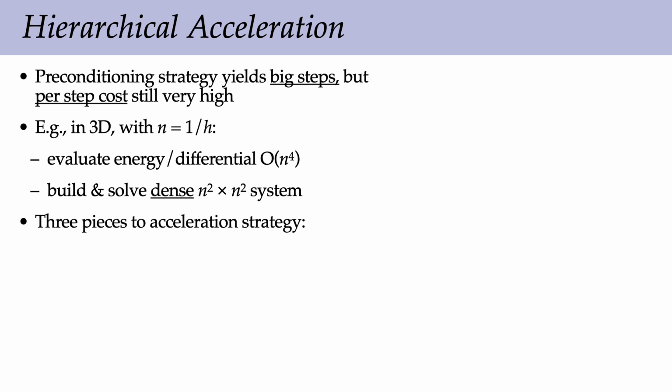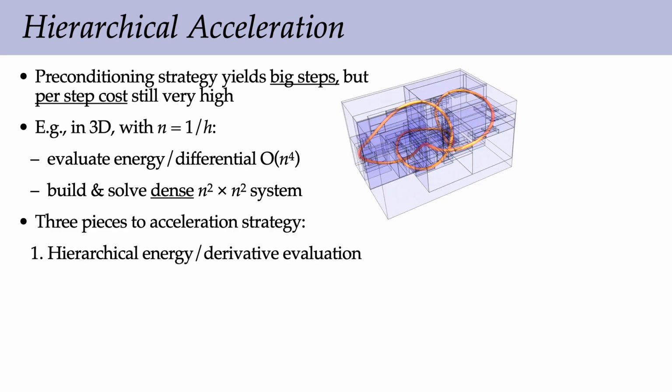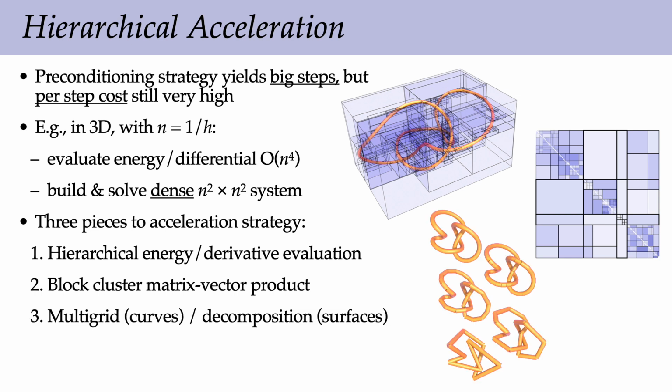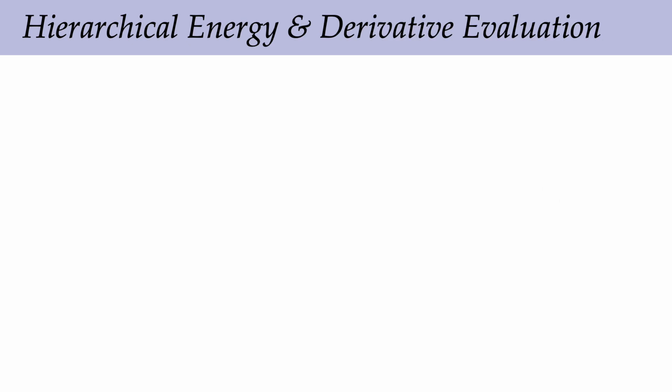So we accelerate computation in 3 different ways. First, we do a hierarchical approximation of our energy and derivative evaluation. Second, we use a so-called block cluster matrix to perform matrix vector multiplication. And third, we use either a geometric multigrid scheme for curves or a special decomposition of the fractional inner product for surfaces.